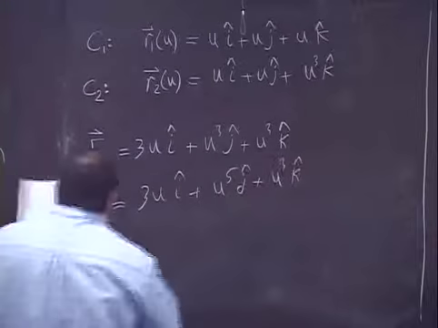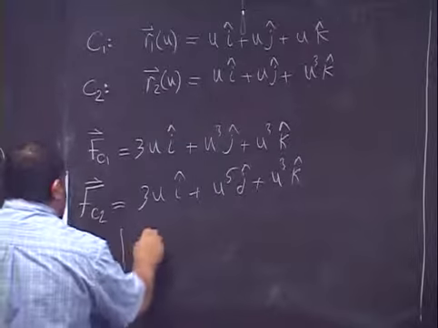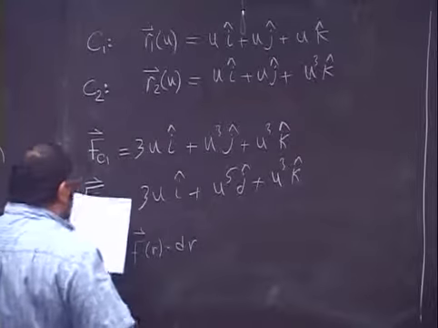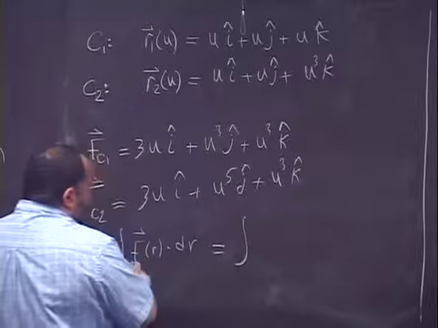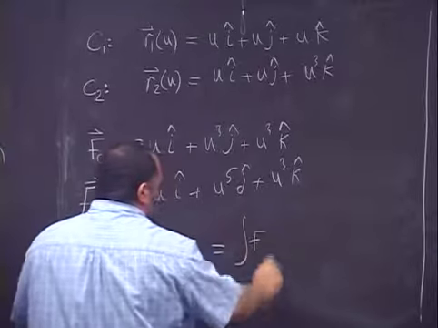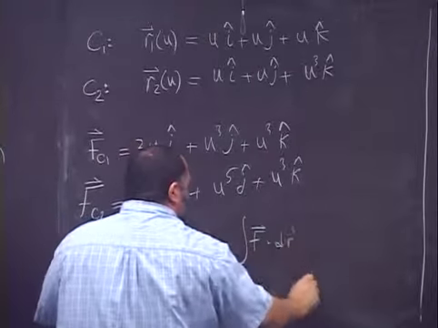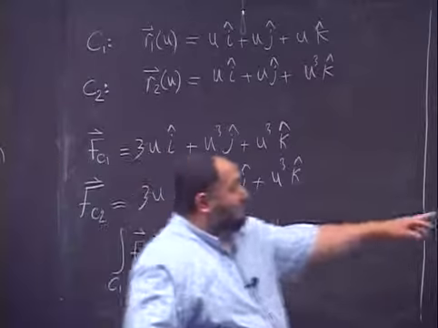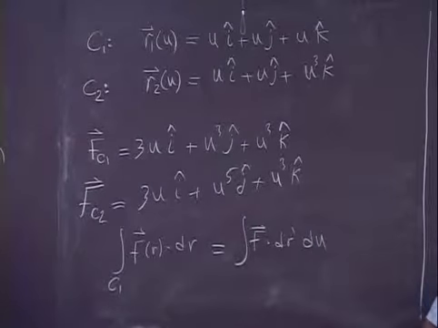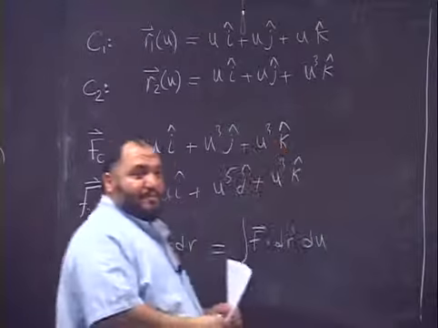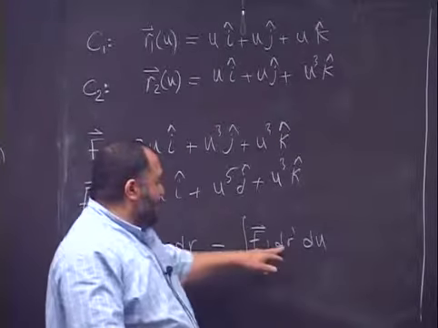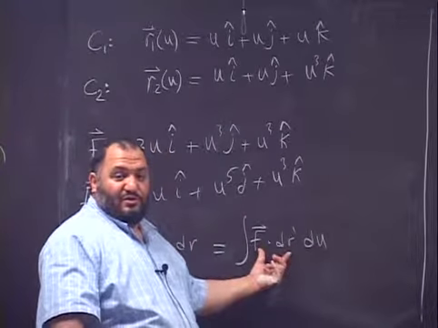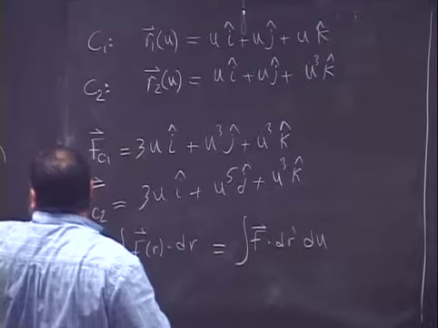So now let's do the first integration of f of r dot dr over C1. Again, we can replace f dot dr by f dot r prime du. Yes? Which is this one. This one is r prime. Yes guys? So it will be f dot r prime integrated over du. Is this a scalar or a vector? A scalar quantity.